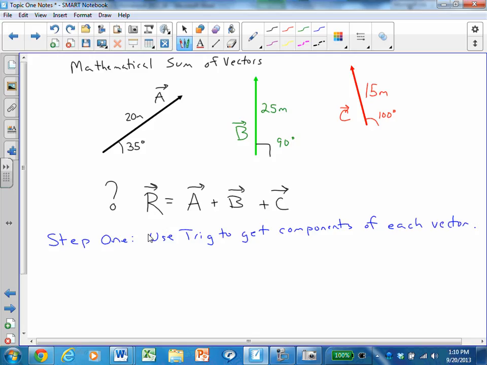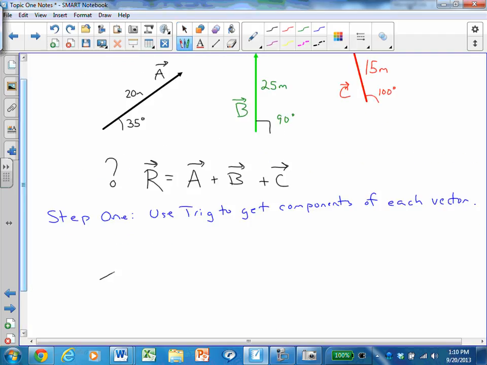Now, the first vector, A, looks like that. I'm not so concerned about length and stuff, because we're doing this mathematically here. You see the difference? But I can see from A that I have an AX and I have an AY, and I need to find both of those. Oh, and the angle is 35 degrees. Okay.